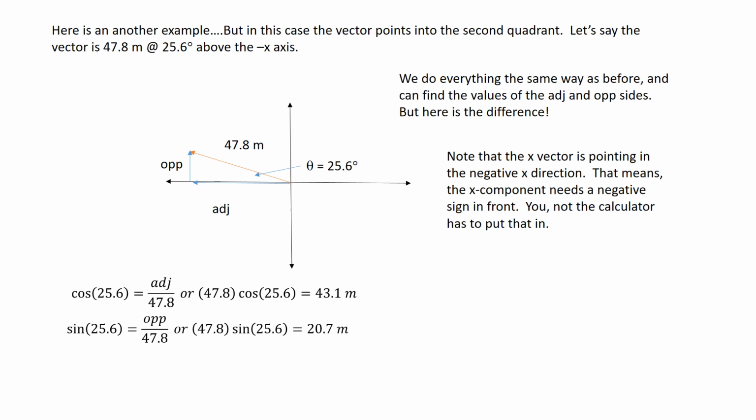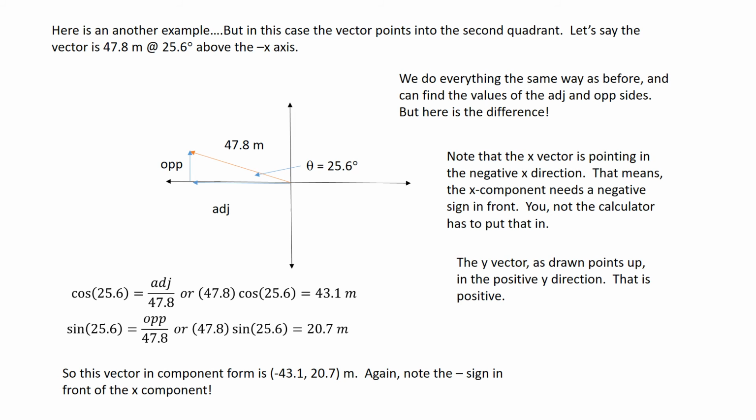The calculator won't put that minus sign in for you. You have to put it in by looking at the drawing that you've drawn. The y vector in this case points up, so it's already positive. So this vector in component form is minus 43.1, 20.7 meters. Again, note the minus sign in front of the x component. You had to put it in because the original vector pointed into the second quadrant.